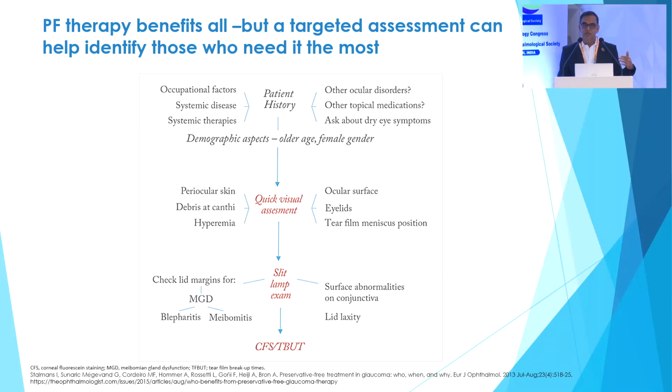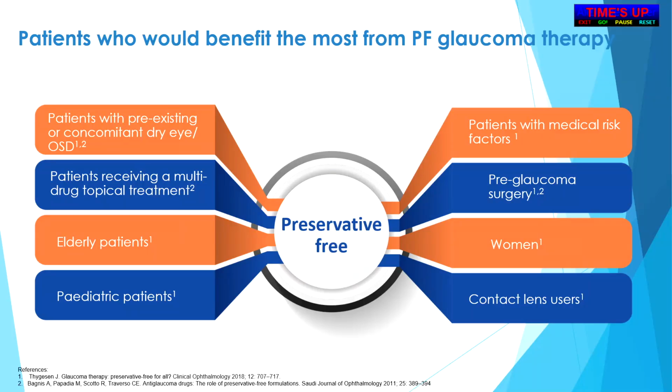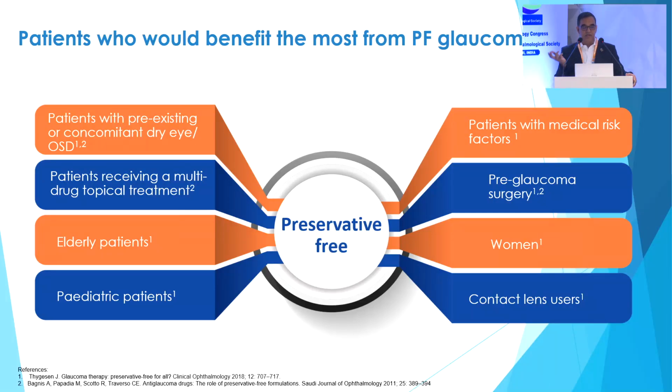If you really want to go further, you can evaluate further and have a cornea colleague look at the ocular surface. Patients who would benefit the most from preservative-free glaucoma therapy are those with concomitant dry eye, patients receiving multiple bottles, very elderly patients, especially where you know the ocular surface is compromised, and very young patients in whom you want to give medication for a longer duration of their lifetime. Also patients with serious medical risk factors, known systemic illness like rheumatoid arthritis and diseases known to cause dry eye, those for whom you're going to plan a glaucoma surgery and want to stop the medication containing preservative, and perimenopausal women and contact lens users.